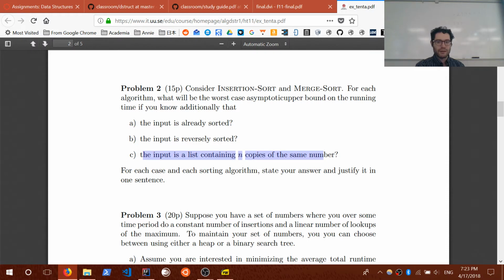So for merge sort, what about all the answers for merge sort though? Merge sort, if you remember, is a very consistent algorithm. Yep, n log n no matter what. Merge sort always runs n log n.